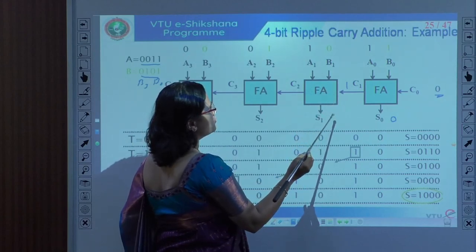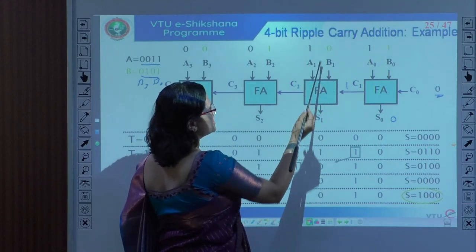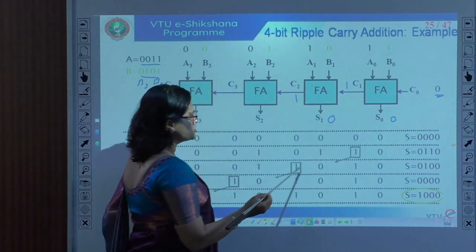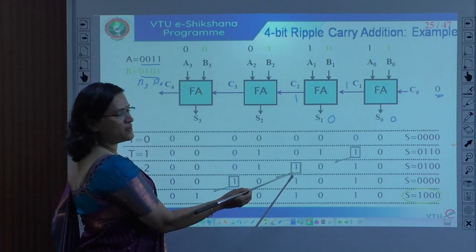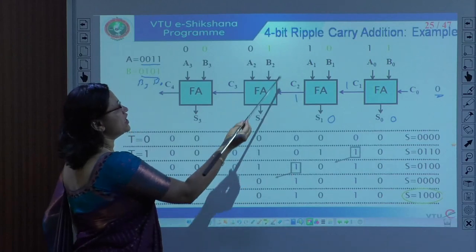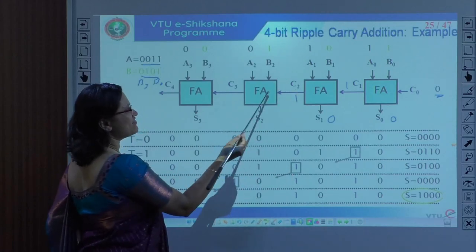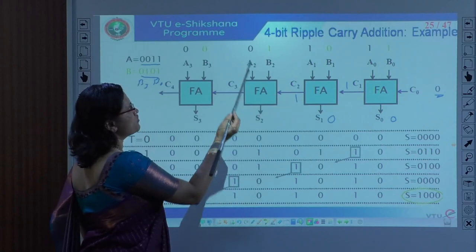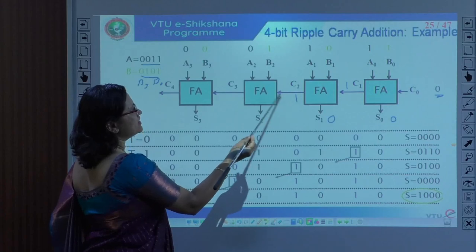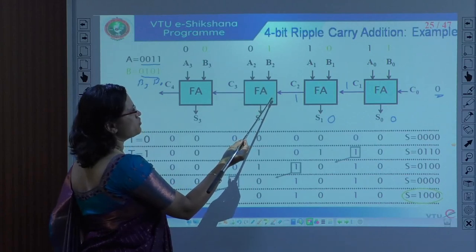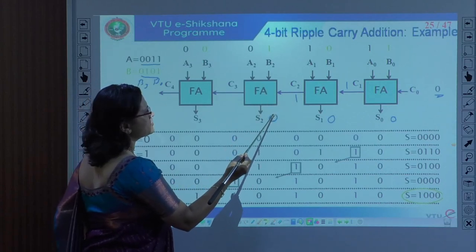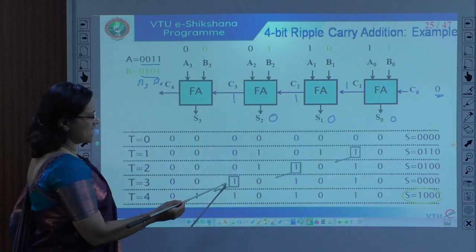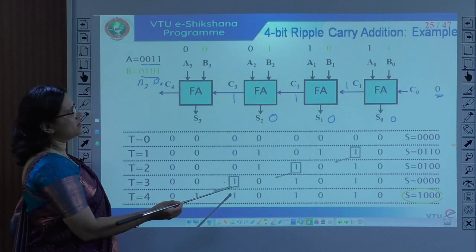What we get now is 1 plus 1 plus 0. So the sum will be 0, and again the carry will be 1. Again this carry is propagated over here. Now this carry output is serving as an input to the third stage. So we have 0, 1, and the carry in is also 1. So we get sum equal to 0 and carry equal to 1. Again this carry is propagated over here.